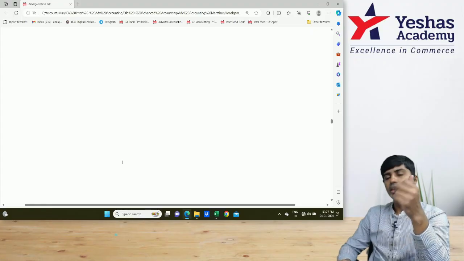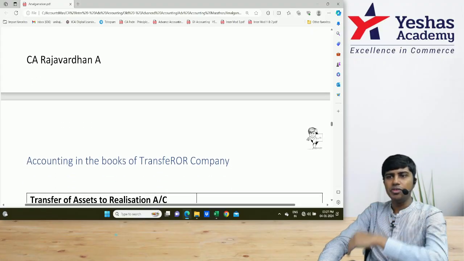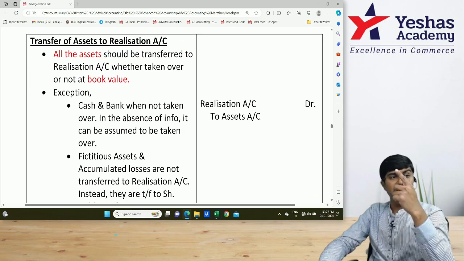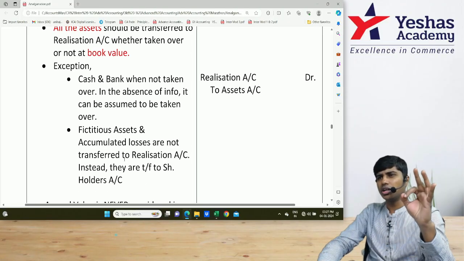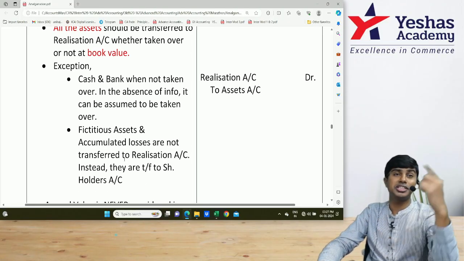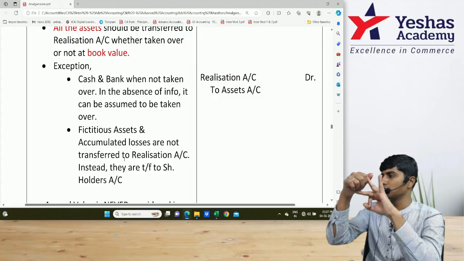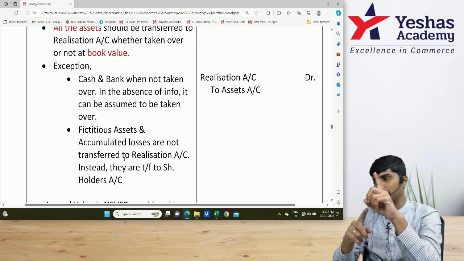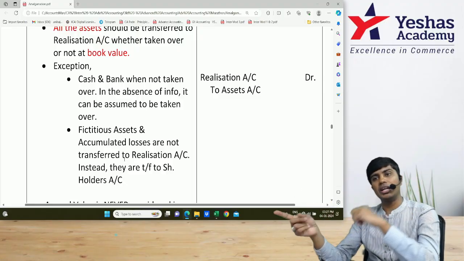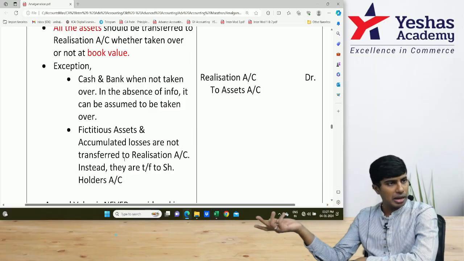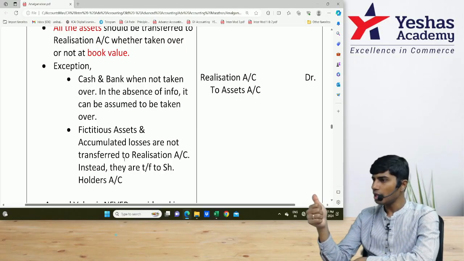That's what we discussed. Now we'll quickly discuss the entries once again. Shall we? First, for transfer of assets, the entry is realization to assets. Asset is credit, realization debit. All the assets, whether taken over or not, should be transferred to realization. Exception, 3 items: share capital, reserves and surplus, accumulated losses. One more item, bank. If it is taken over, it will be transferred. If it is not taken over, if it is used to pay realization expense or settle some liability, we will not transfer it here. You get it?